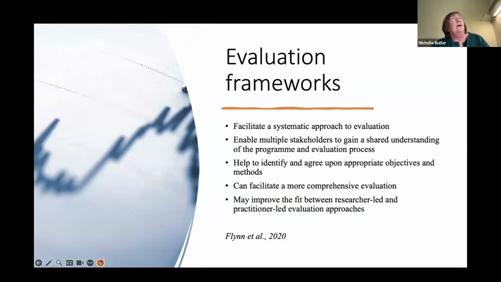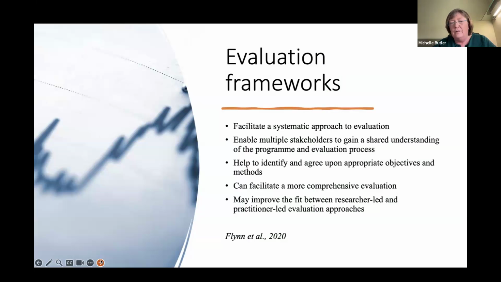So just in terms of how we would go about all of this, there are lots of evaluation frameworks out there that can be useful. And I'm sure those of you who are involved in education, for example, will be familiar with Kirkpatrick's framework. So there are different ones you can use to help you focus your evaluation and think about what questions you're going to ask and so on.